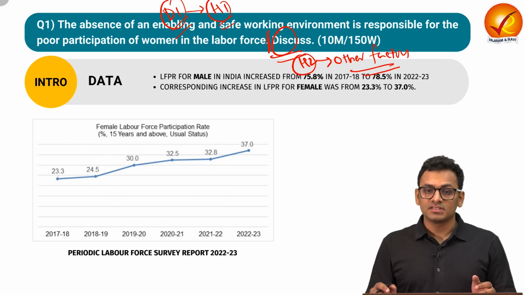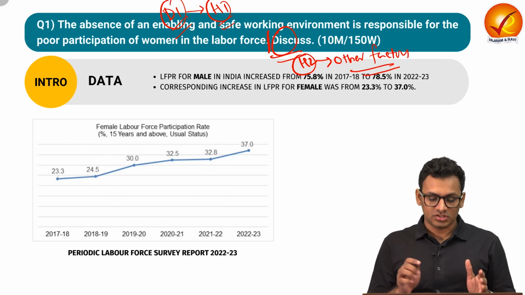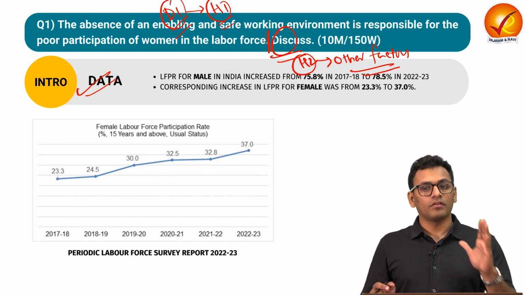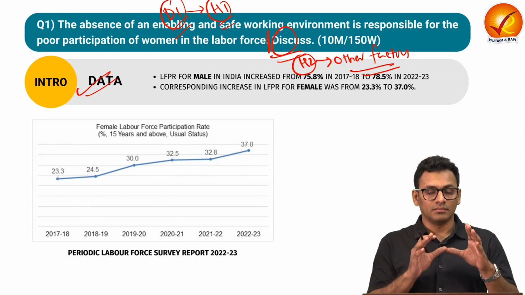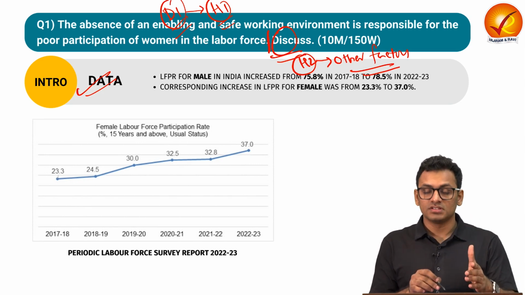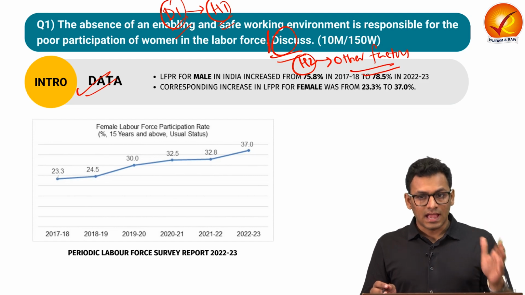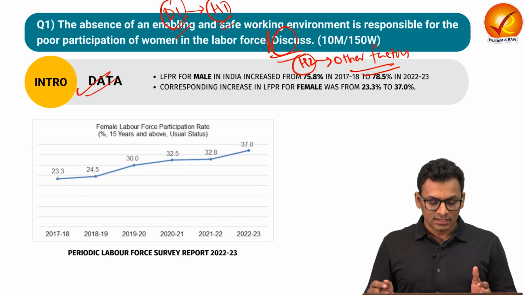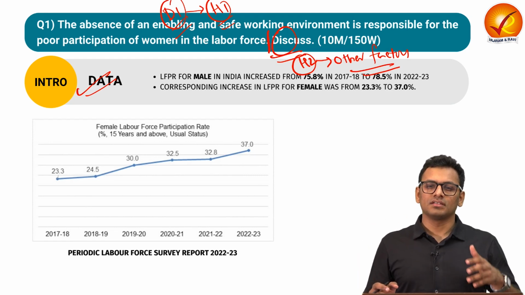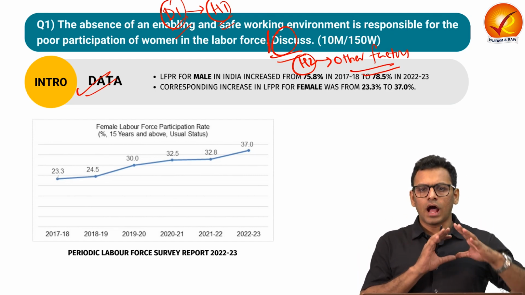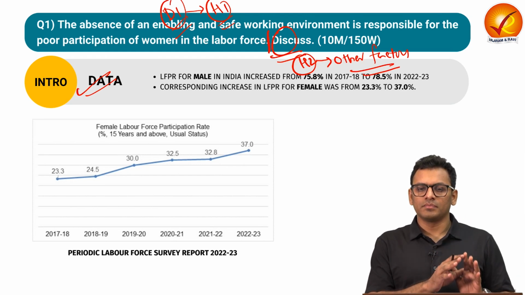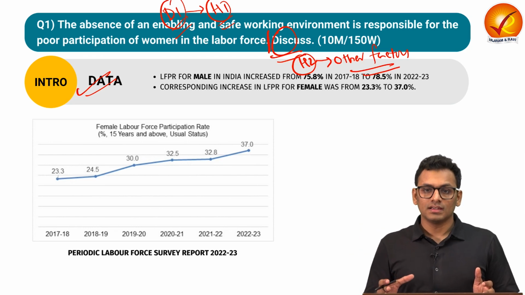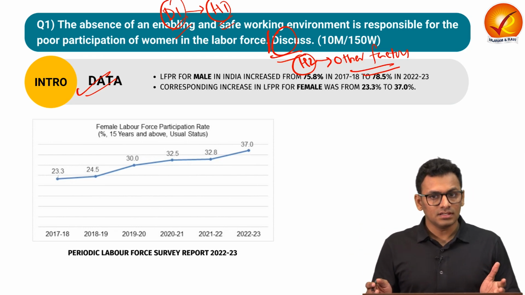If you structure this answer, in the introduction, you have the potential to talk about the data point, the participation rate of women in the labor force. In heading 1, we will talk about the absence of an enabling and safe working environment as a reason. In heading 2, we are going to see the other factors. In the conclusion, you can talk about certain measures as a way ahead, on how we can ensure implementation of things to ensure participation of women is realized. So let's start with the introduction.